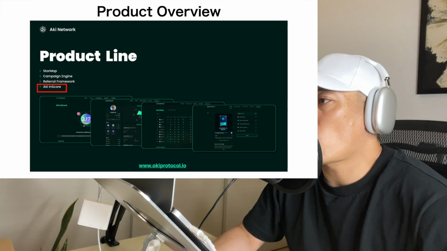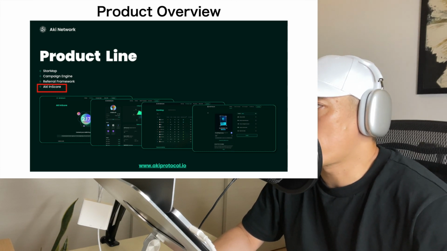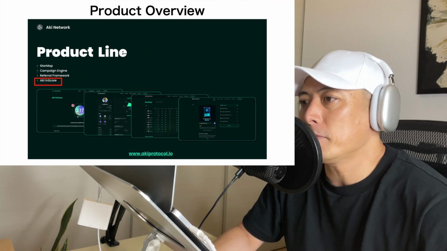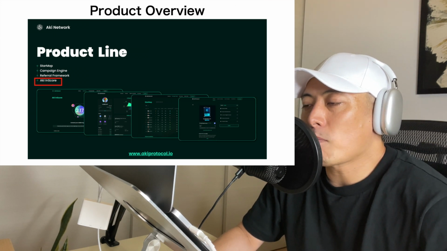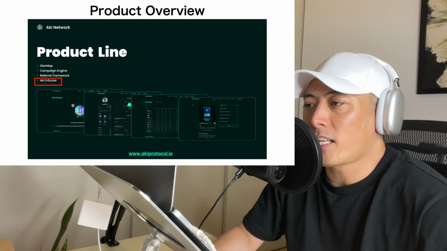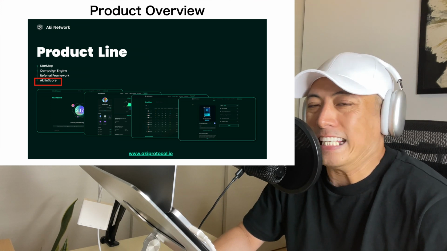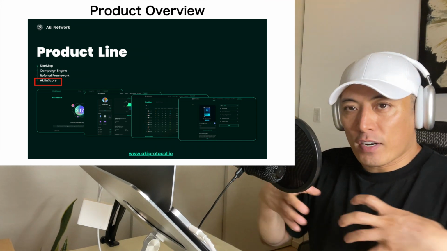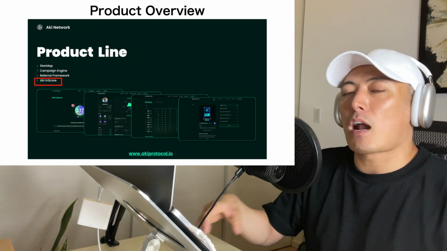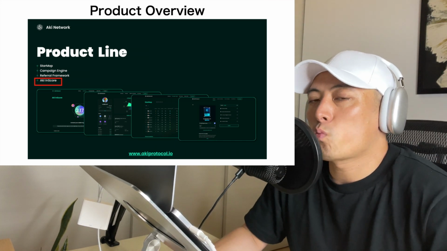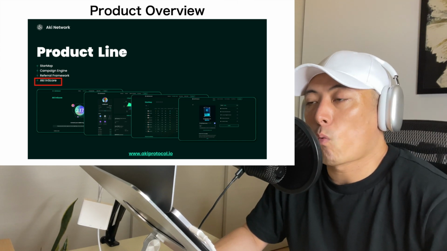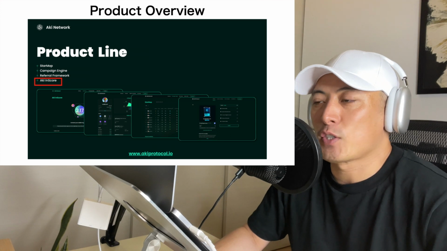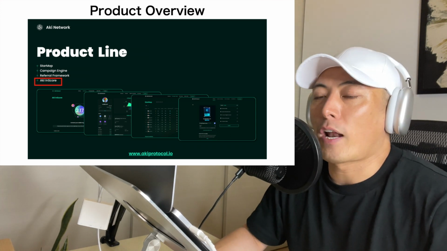Then for their product lineup, especially what I pay attention to, it's here, AKI in score. Because once you get the product overview, looks like they are planning to set that certain level credibility score for each influencer. Then also they're gonna build the influencer network inside their platform. So those Web3 player, when they're gonna want to start their marketing campaign, immediately they can access to these influencer on AKI Network.